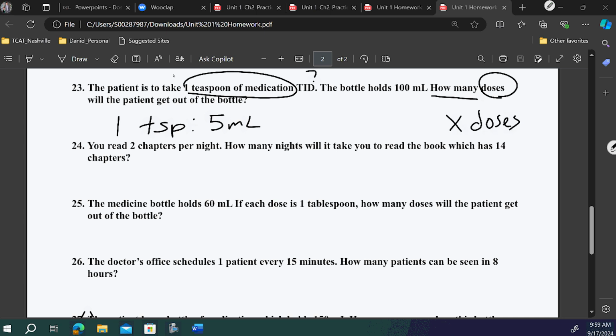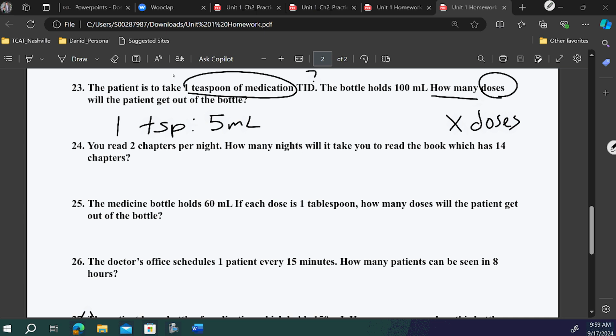So look at this. Stay with me. I know it's going to be like, what? There's a couple ways you can figure it out. There's a lot of ways to use ratio and proportion, but we do know 1 teaspoon is 5 milliliters. We know that, okay? I want to figure out how many doses they can get out of a bottle.